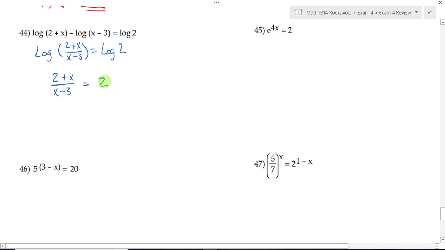Whenever you have a fraction in an equation, you can get rid of the fraction by multiplying both sides of the equation by the least common denominator. In this case, that's x minus 3. What you do to one side, you have to do to the other.